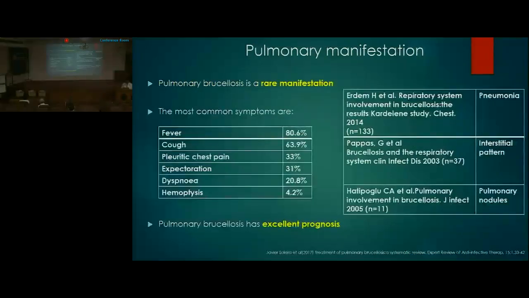Pulmonary manifestation is rare. It has an excellent prognosis. The common symptoms were fever, cough, pleuritic chest pain, expectoration, dyspnea, and hemoptysis. The common radiological findings in patients with pulmonary brucellosis are pneumonia, followed by interstitial pattern and pulmonary nodules.